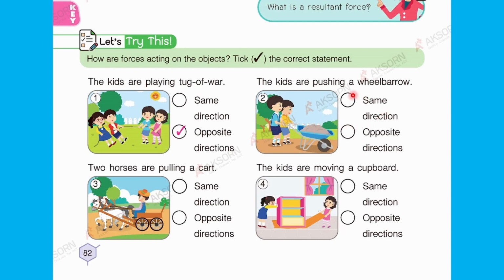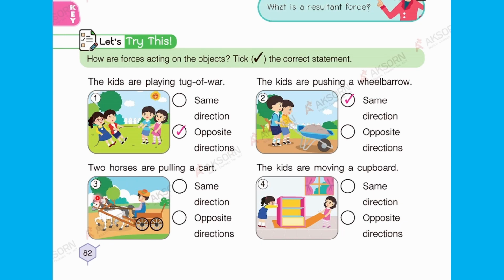Number 2. The kids are pushing a wheelbarrow. So is the force going in the same direction or in opposite directions? It's going in the same direction because the kids are pushing in this direction and the wheelbarrow is moving in this direction. So it's the same direction.